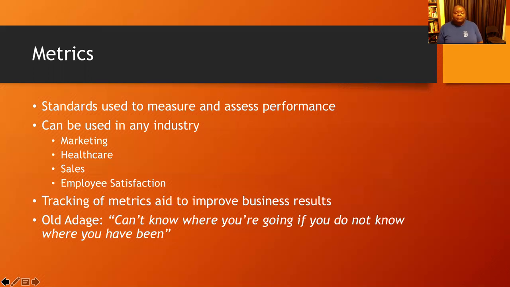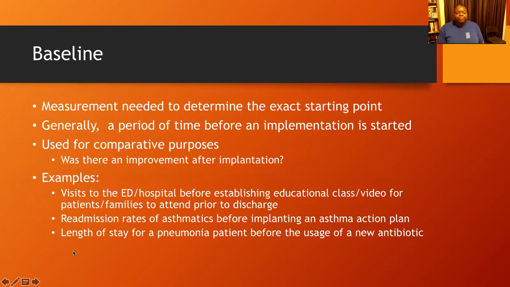For an example, you've got to remember the old adage: you can't know where you're going if you don't know where you've been. So a business may think that they're doing things properly and have the best intentions of improving their customer satisfaction, but if they don't know where they started from or where they are now, then they really won't have a quantifiable way to know that they are improving. Hence, one of the characteristics I picked is baseline.